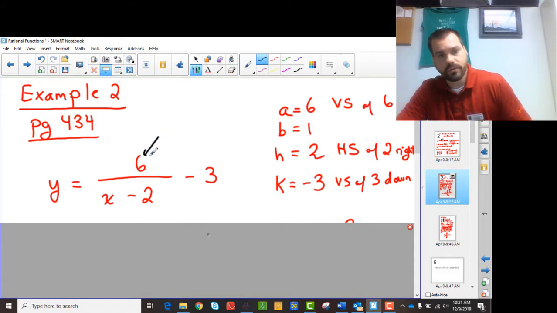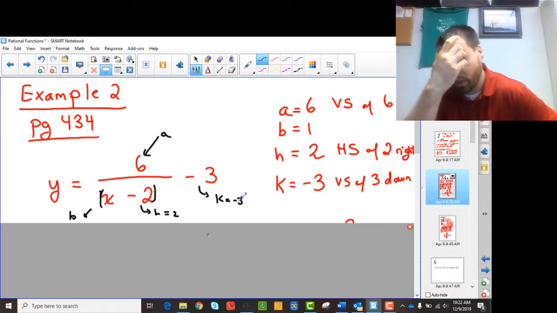So a comes from here. This is our a value. It's whatever is in the denominator. b is out in front of the x, and since there's nothing there, generally this would be in brackets, right? And there would be a number out front, but since there's nothing there, b is 1. This is h, but you switch the sign, and then this value is k. That's where we're getting those from. So the number that's added or subtracted at the end is the k value.